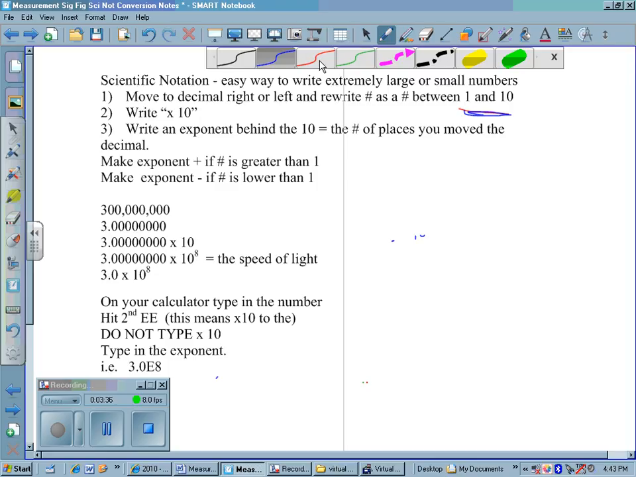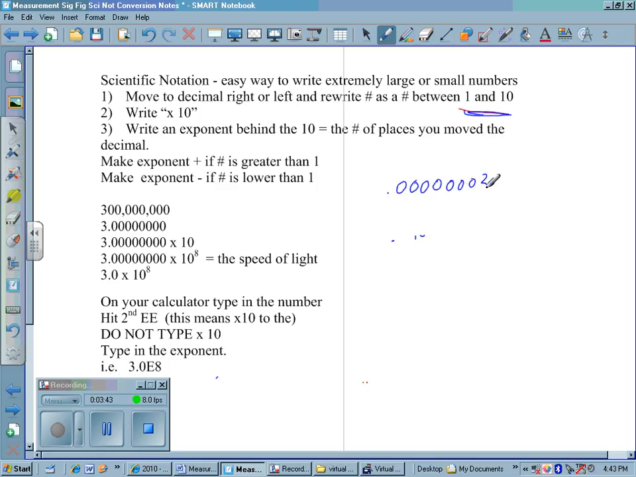Let's look at this very first number that I wrote down, 0.0000003. If you notice, that was much, much smaller than the number 1. And right here it says, if the number is lower than 1, you must make the exponent negative. So it's not 3 times 10 to the 8th, it's 3 times 10 to the negative 8th. So really small numbers have negative exponents, really big numbers have positive exponents.